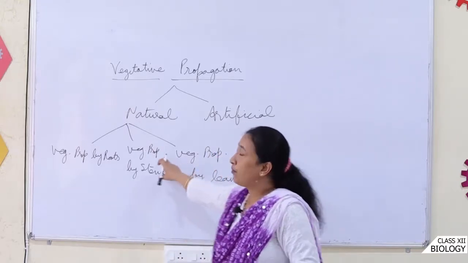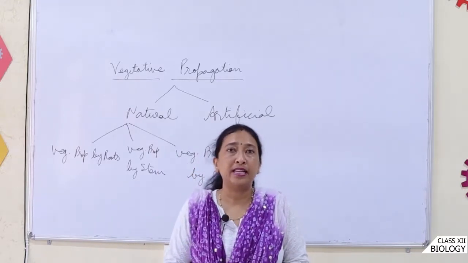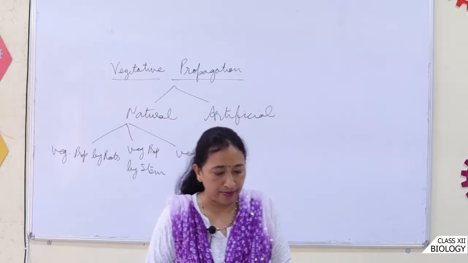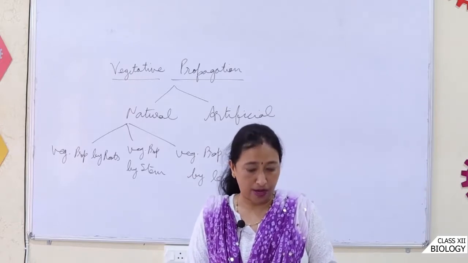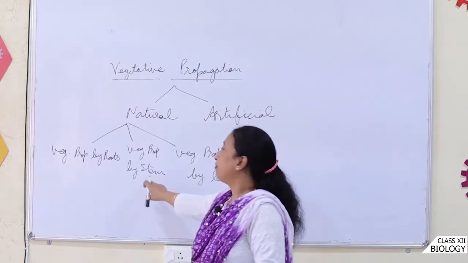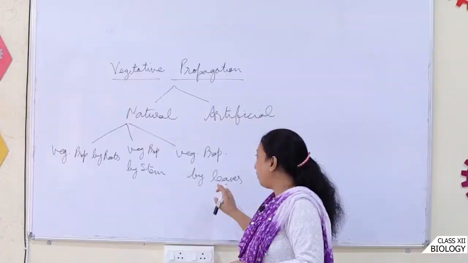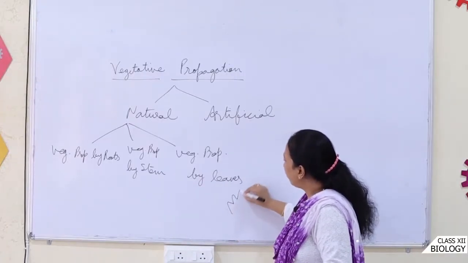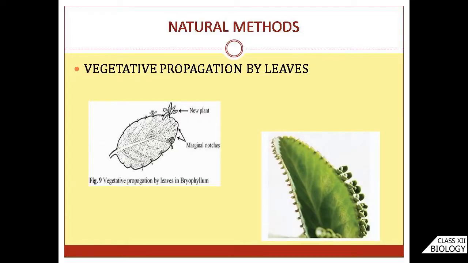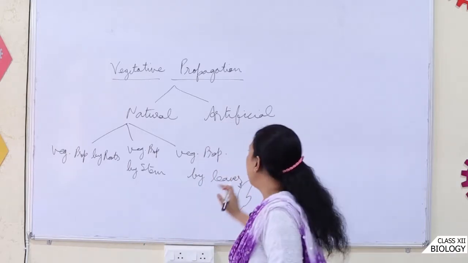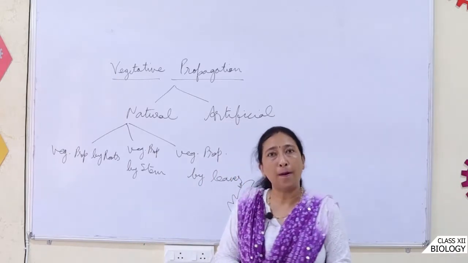Similarly, in vegetative propagation by stem, the older stem decays and it gives rise to a new stem, and from this new branches appear and these are capable of giving rise to a new plant. Similarly, when adventitious buds arise from the margins of the leaf, as you have seen in bryophyllum, when the vegetative propagation appears by the margin of the leaves, then it will give rise to a new plant.